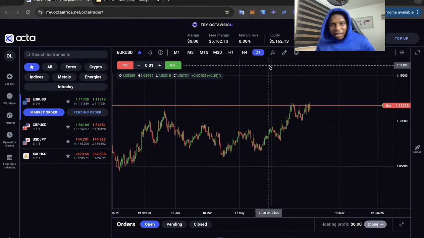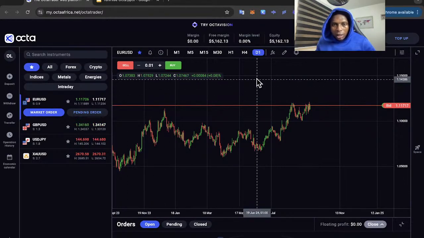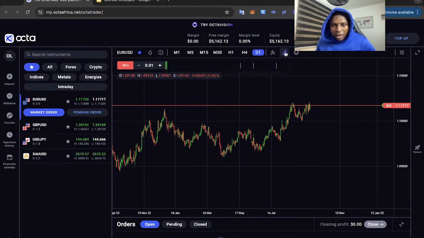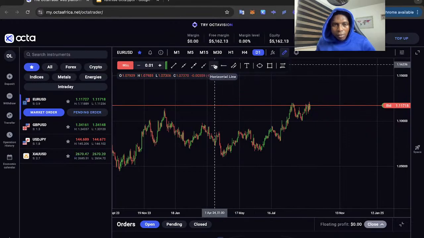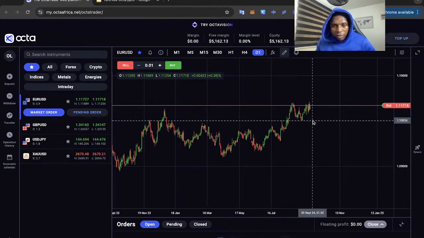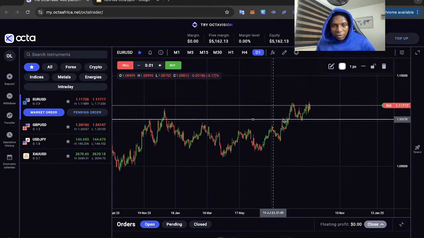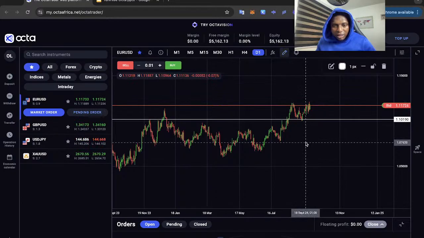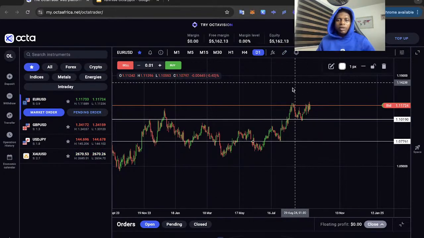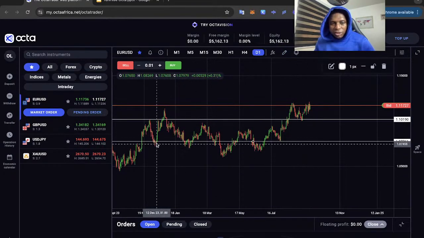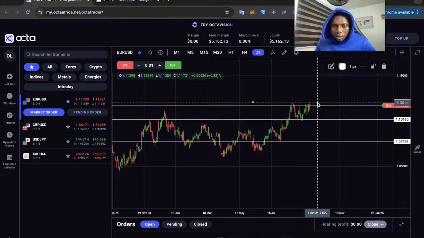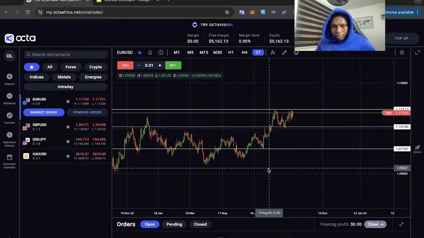Now what are these key levels? We can see one key level here, and we can see another key level here. Okay, good. So these are some of the key levels, this resistance zone. All right, good.